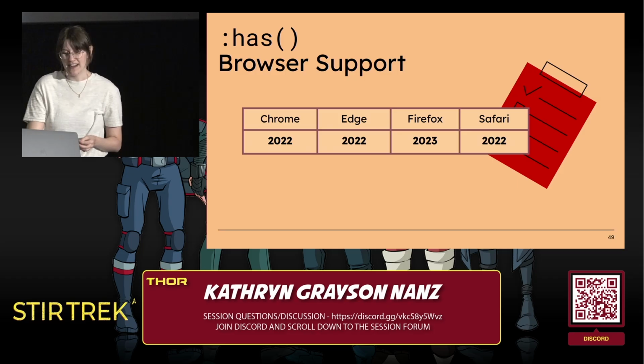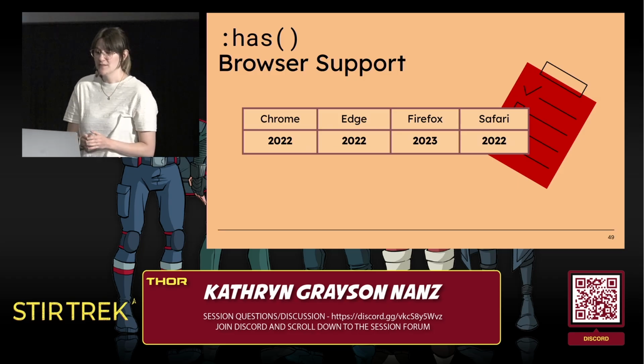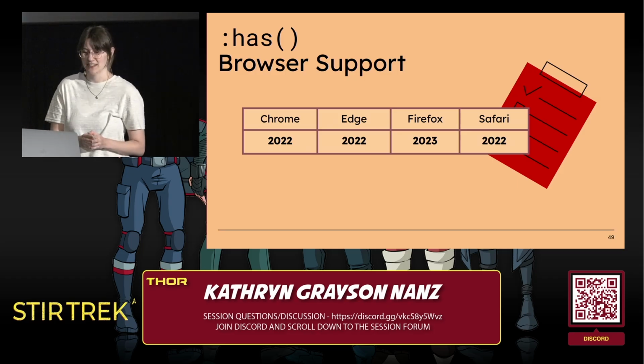Chrome, Edge, and Safari added :has support in 2022. Firefox came shortly after, in 2023.